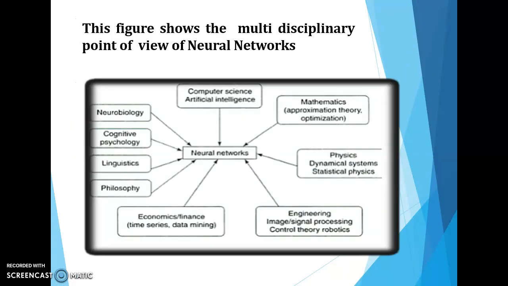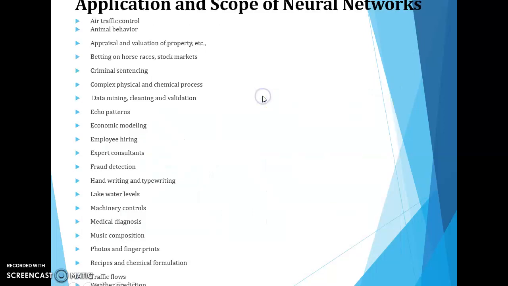There are so many multidisciplinary points for a neural network. Neural networks deal with mathematical problems, physics, engineering, image processing, economics, philosophy, linguistics, cognitive science, neurobiology, and computer science. There are so many applications for the neural network.